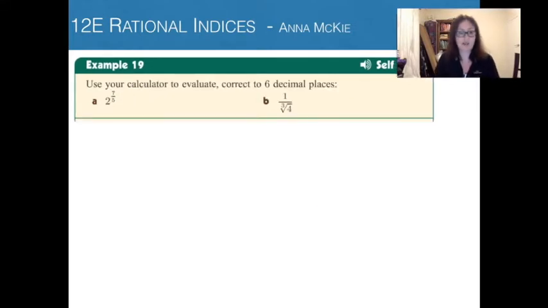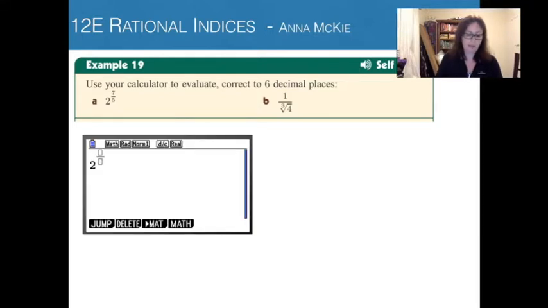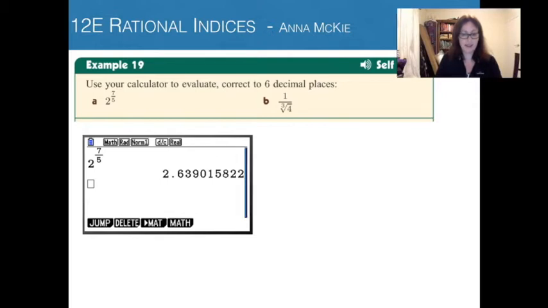Using our calculator to evaluate these, so not too much to unpack there. You put in 2 and then to the power, and then I would suggest using the fraction button and inserting the 2, the 7 and the 5 to get this, and writing that to 6 decimal places it's asking.